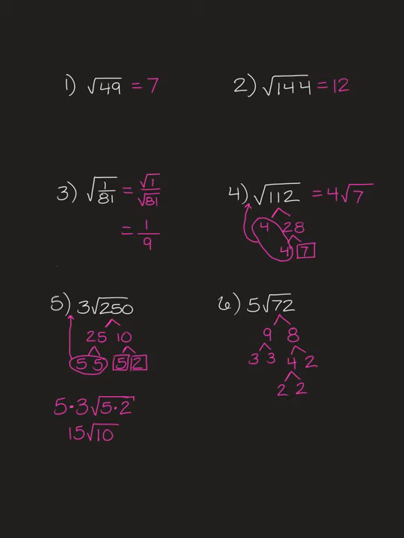Now, look at your bottom row of everything. Okay, that's where you're going to find your pairs. So I have a pair of 3s, I have a pair of 2s, and I have 1 2 left over. So 1 3 will come out, 1 2 will come out, and then a 2 will stay on the inside. So I will have 3 times 2 times 5 square root of 2. So 3 times 2 times 5 is 30 square root of 2. And that's how you simplify radicals.